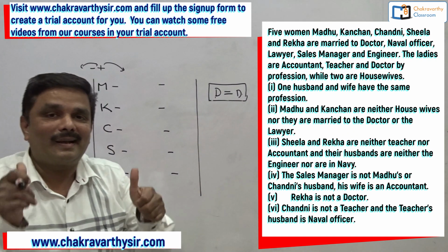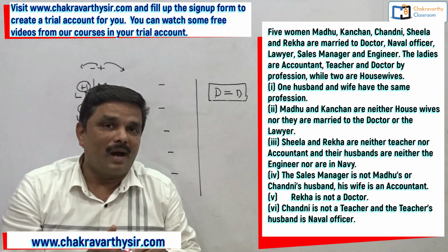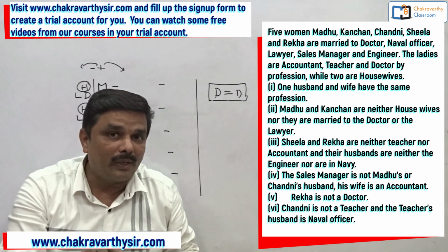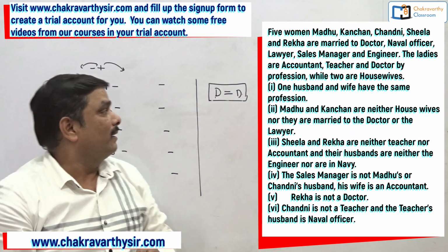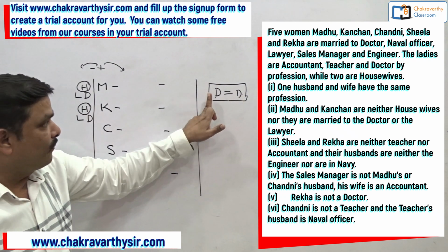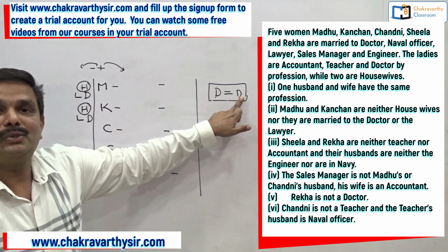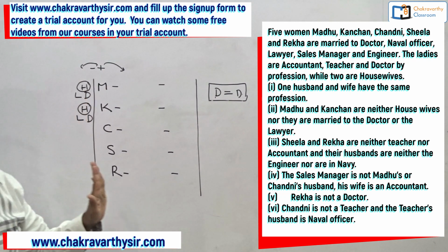What is the conclusion from this one? You can get one conclusion, or one hidden data, about the profession of Madhu. Observe carefully. Doctor and doctor is equal to doctor. If the wife is a doctor, the husband should be a doctor. Madhu's husband is not a doctor.